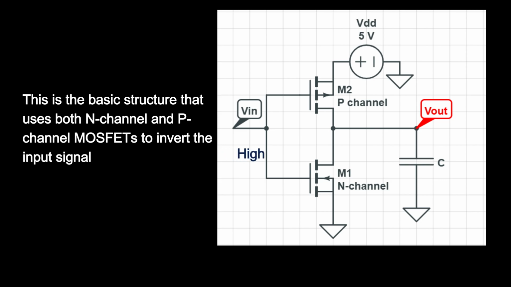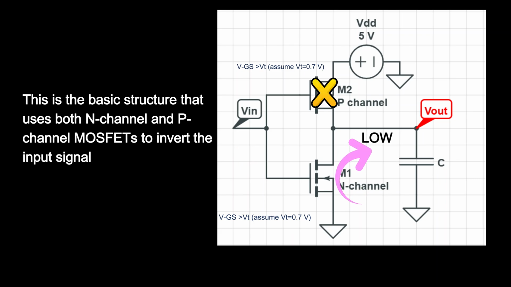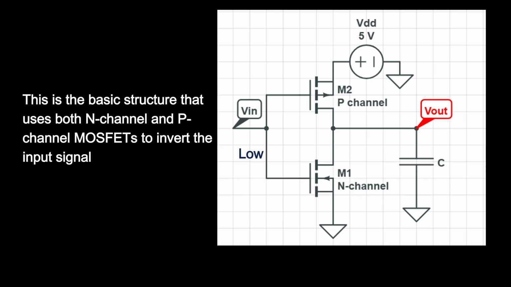Let's apply a high input voltage. Notice that VGS greater than VT. This turns the N-channel MOSFET on and the P-channel MOSFET off, which pulls the output low. On the other hand, with a low input voltage, VGS is less than VT. So the N-channel MOSFET turns off and the P-channel MOSFET turns on, pulling the output high.